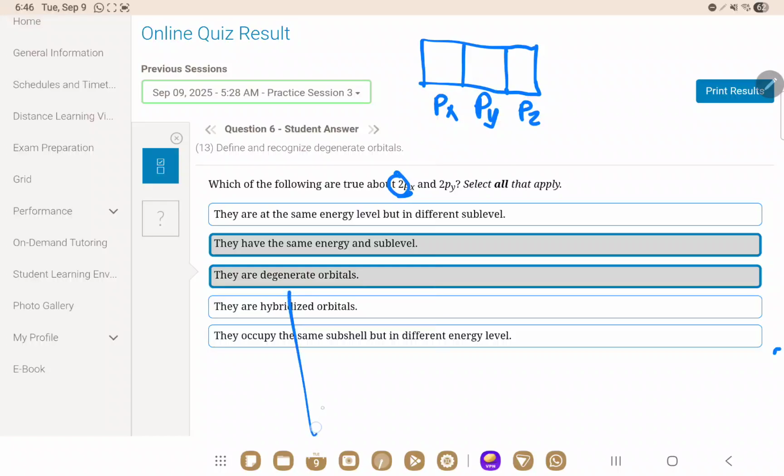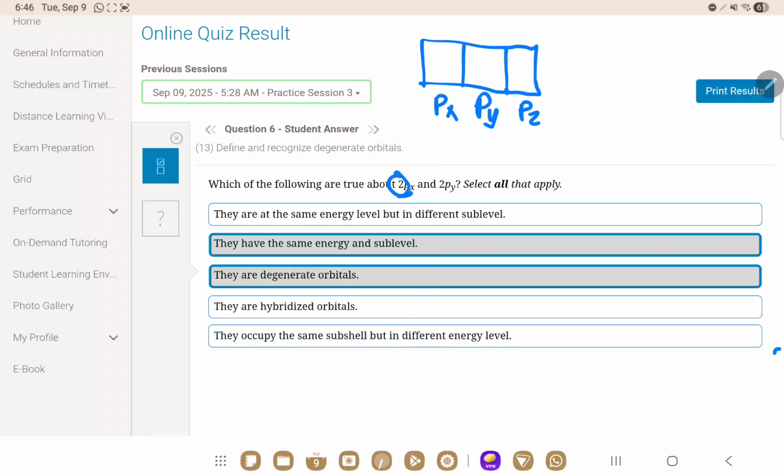Oh, last time, by the way, they asked us a question about the shape of the pz orbital. This was the z-axis, this was y, this was x. If it's pz, it has to be a dumbbell on the z-axis. If it is py, it has to be like this. If it is px, it has to be like the infinity sign. So that's just a little side note.